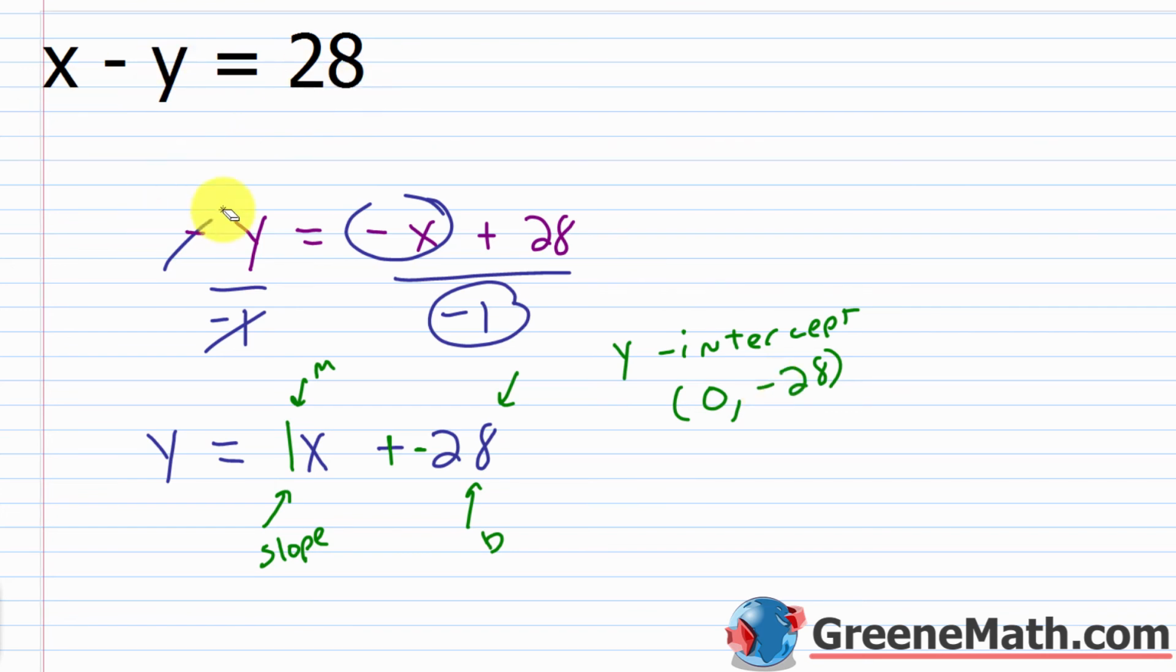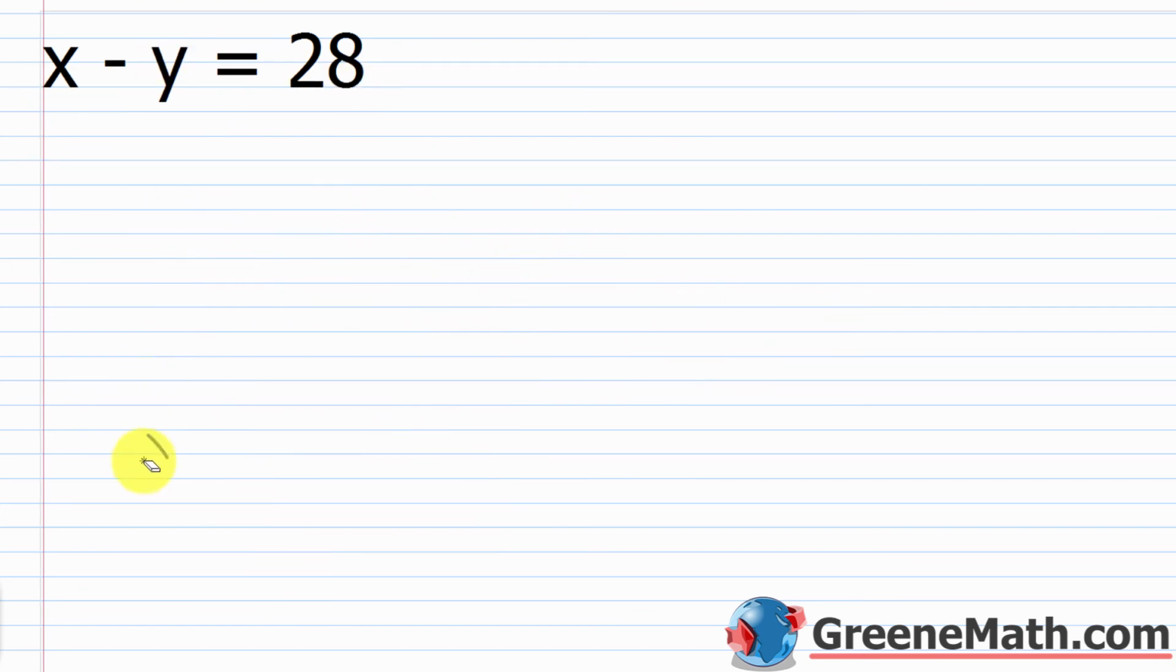All right, so let me prove to you that this works. I'm going to prove to you that the slope is 1 here. So let's say you didn't know what I just taught you, and you're given this and your only technique is to use the slope formula.